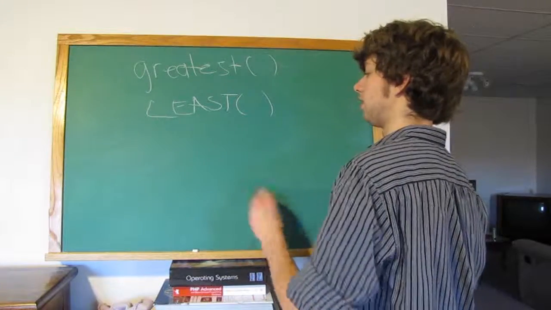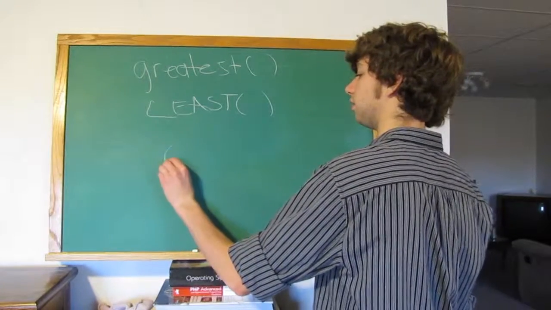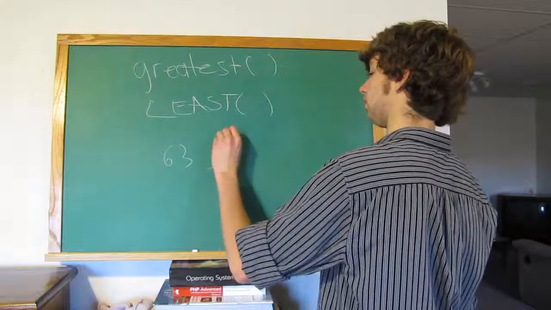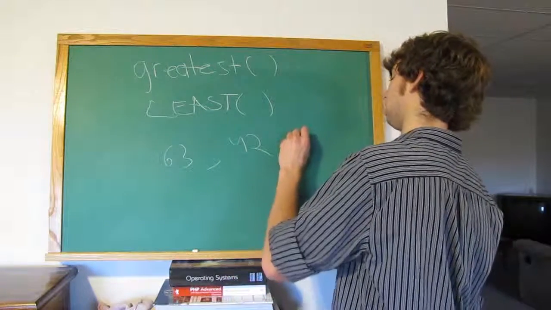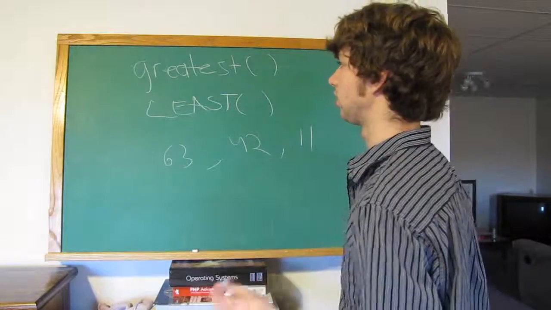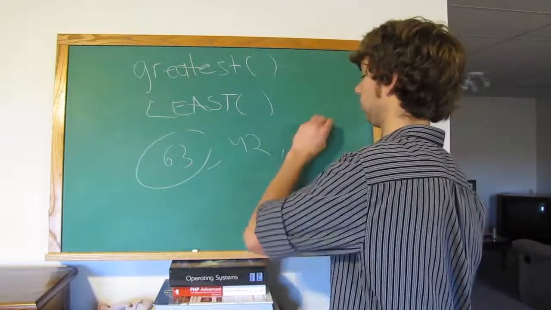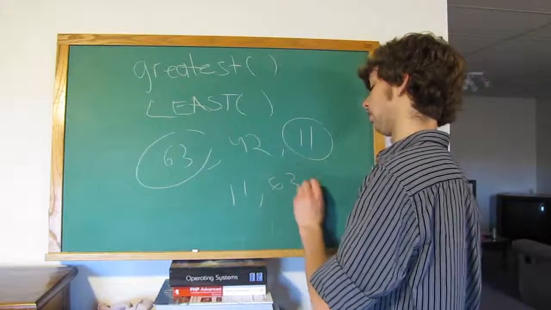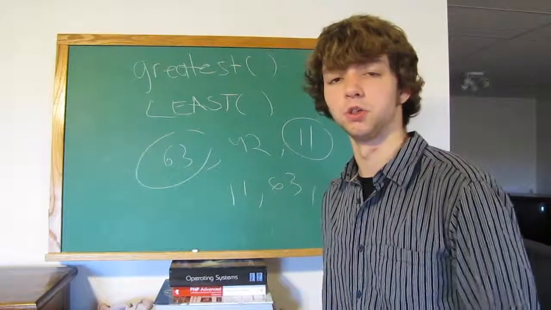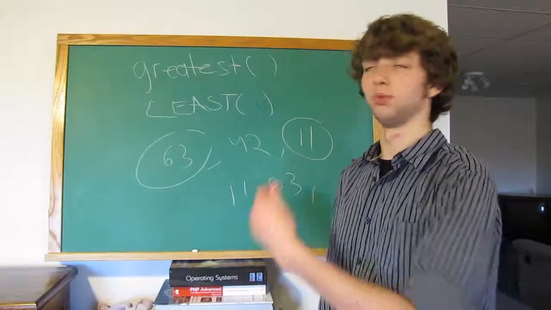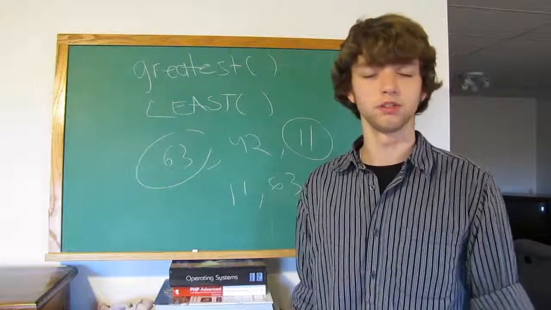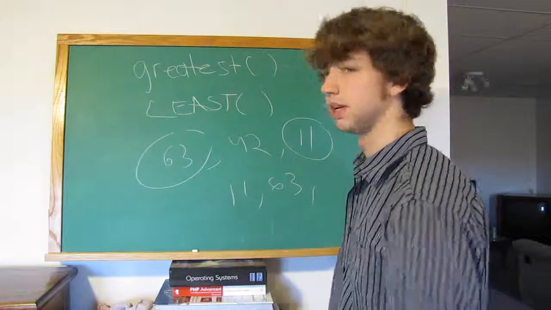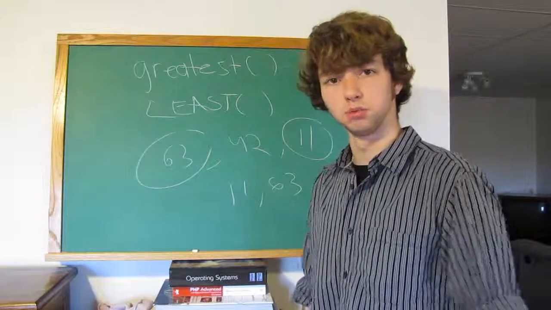What these will do is, let's say you give it the values 63, 42, 11. It's going to give you either the greatest one or the least one. And it doesn't have to be in this order. It can be like 11, 63. So if you have a list of values and you want to know which one's the greatest, you can submit it within a GREATEST function. You can find multiple uses for this, but basically it's just used to compare multiple values.